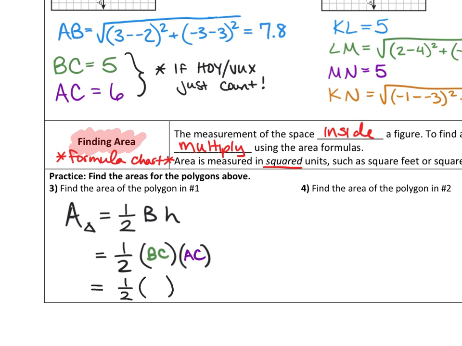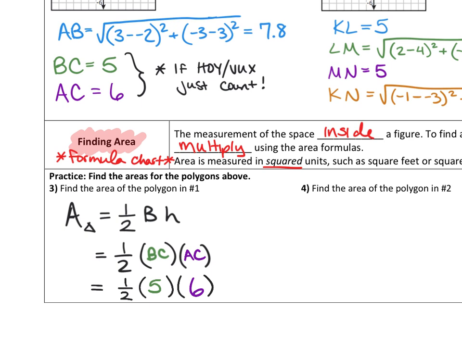How far did we say BC was? 5. How far did we say AC was? 6. If you're like, where did they get that from? It's a great question. Here, when we did perimeter, we already found these distances. Don't do extra work. Use these distances here.